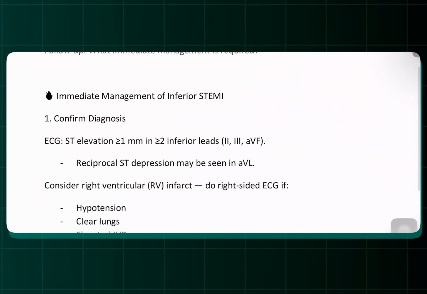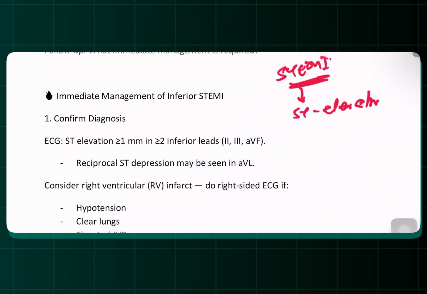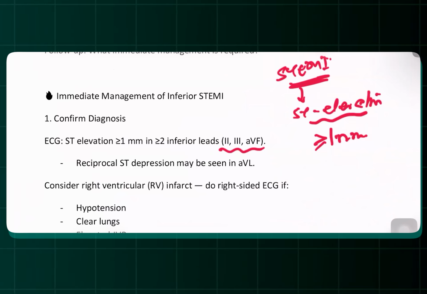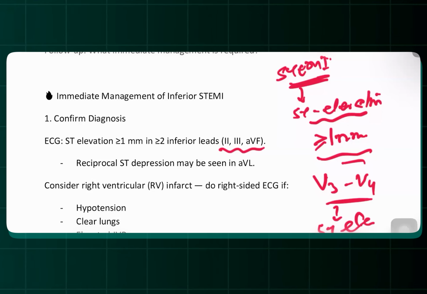And how do you define STEMI? Now, that is another question. STEMI is ST elevation. Then you need to know what ST elevation is. ST elevation is elevation of 1 mm or more in at least 2 inferior leads, that is 2, 3, aVF, with the reciprocal ST depression that we saw. If we are talking of V3 and V4, the ST elevation criteria is different, in males and females aged 40 and above. So in that case, the criteria to define ST elevation is different, which you need to understand.